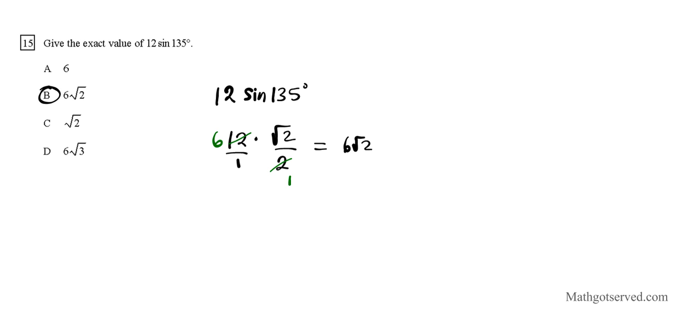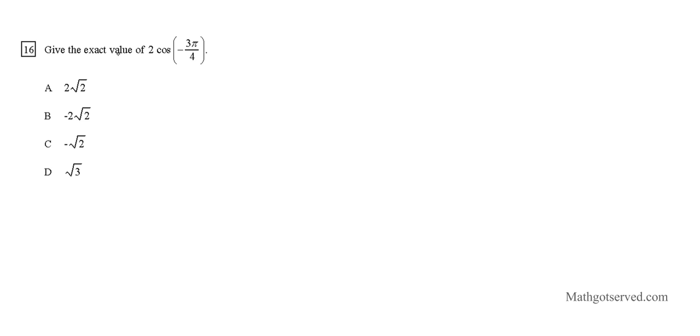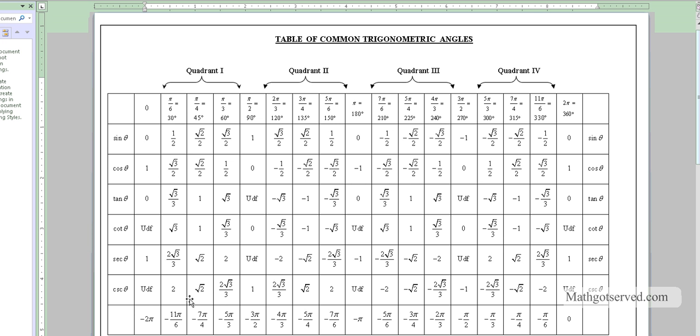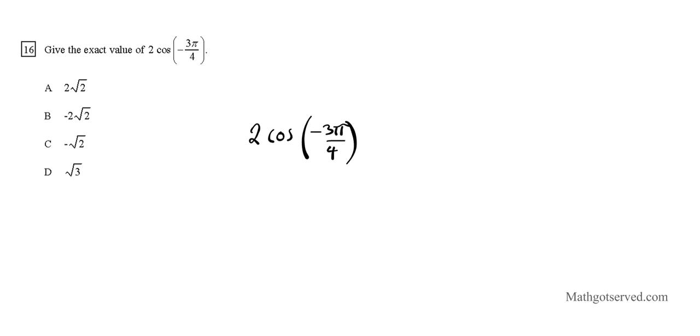Alright, let's move on to the next question. Question 16 says find the exact value of 2 cosine negative 3 pi over 4. So we use our table of coterminal angles to find what cosine negative 3 pi over 4 is, and then we can double our result. Alright, so let's see. The negative angular measures are on the bottom. We're looking for cosine negative 3 pi over 4.